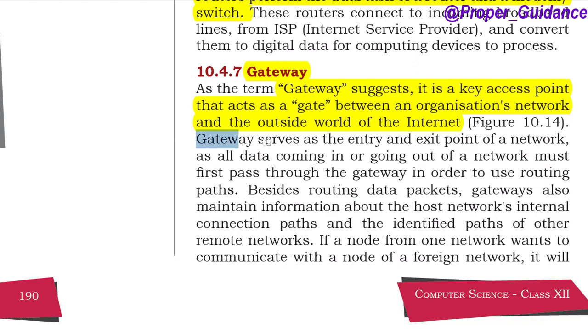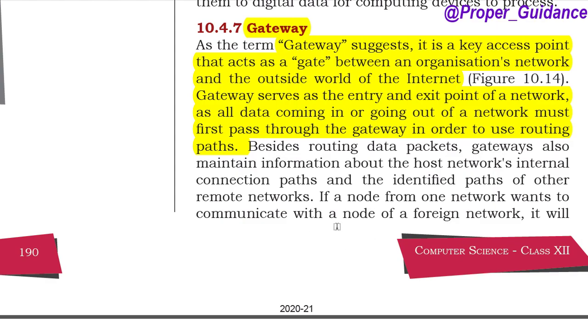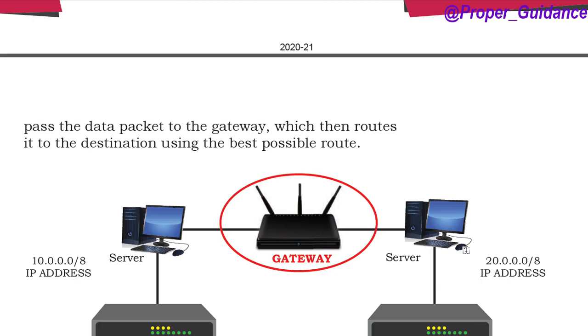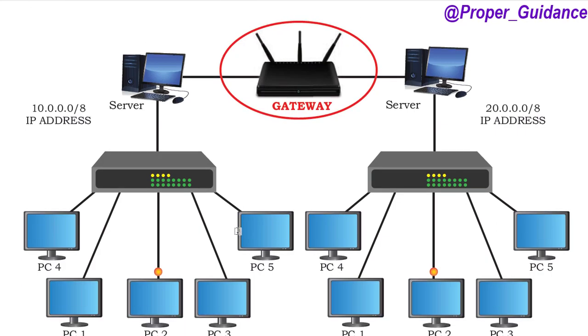Okay. So, a gateway serves as the entry and exit point of a network, as all data coming in or going out of a network must first pass through the gateway in order to use routing paths. Besides routing data packets, gateways also maintain information about the host network's internal connection paths and the identified paths of other remote networks. If a node from one network wants to communicate with a node of a foreign network, it will pass the data packet to the gateway, which then routes it to the destination using the best possible route. Look here in this picture.